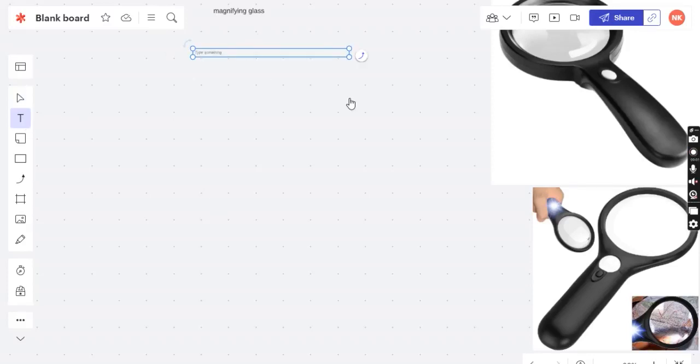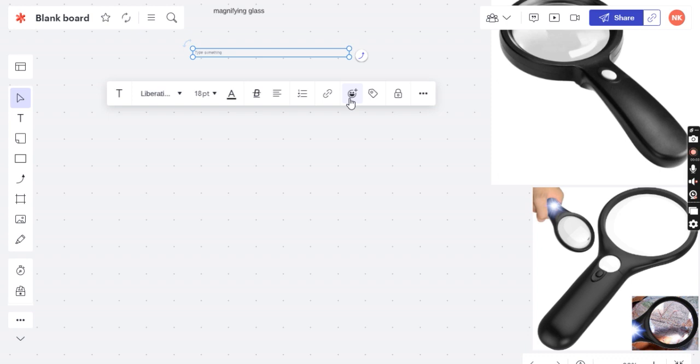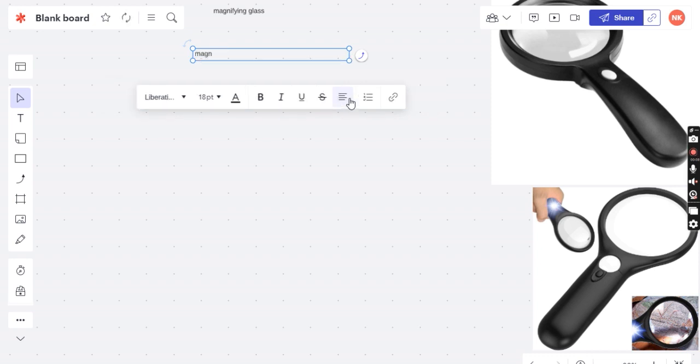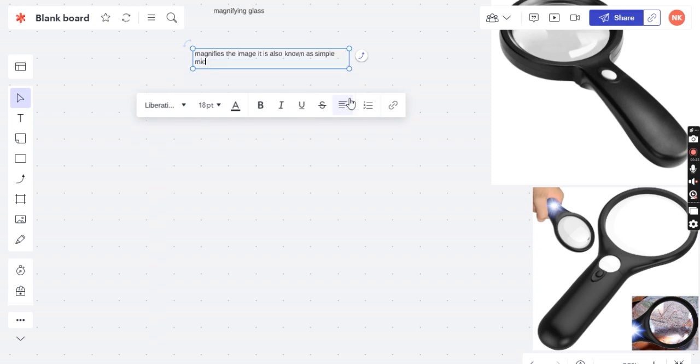So in this video, we're going to talk about the magnifying glass. Now, what is a magnifying glass and what exactly is its function? A magnifying glass magnifies the image. It is also known as a simple microscope. Yes, it's known as a simple microscope, right?